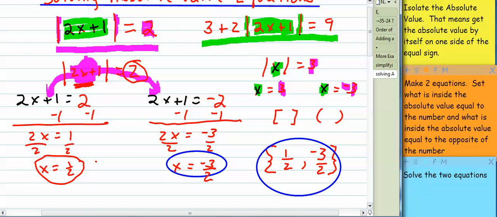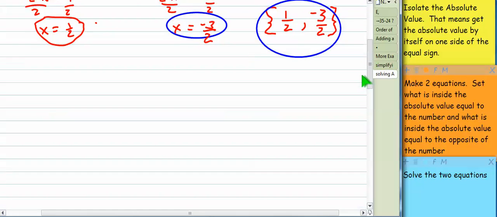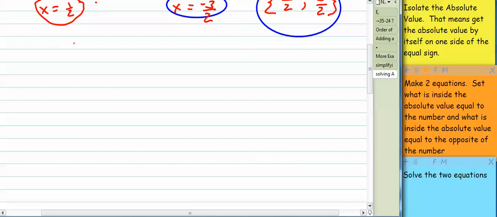Our absolute value is isolated. Set it equal to the number. Set it equal to the opposite of that number. Let's do one more. Absolute value of 3x minus 2 equals 7.